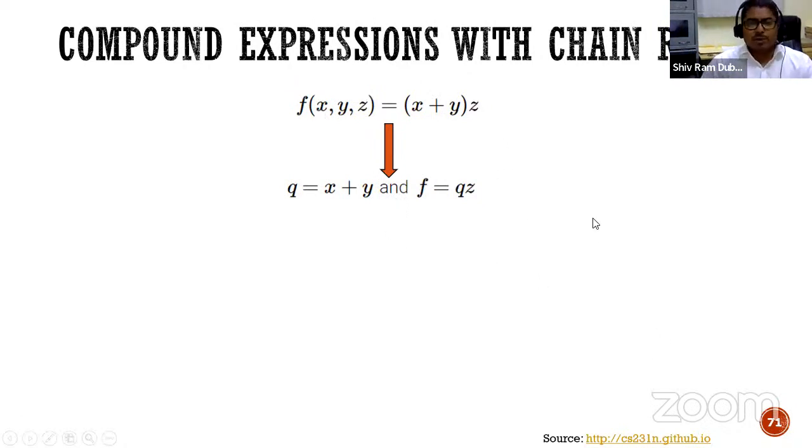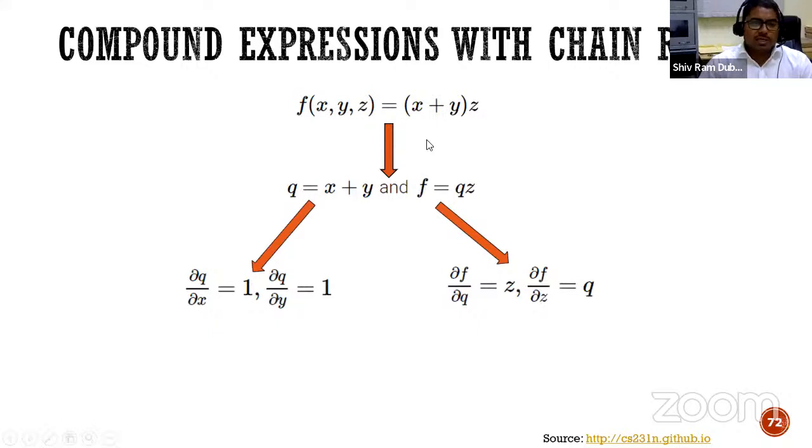Suppose this type of setup is there, then how can we get the gradient? In this case, because these are basically single layers, for single layers we can get the gradients directly. So del q by del x we get as 1, del q by del y also we get as 1, del f by del q we get as z, and del f by del z will become q.